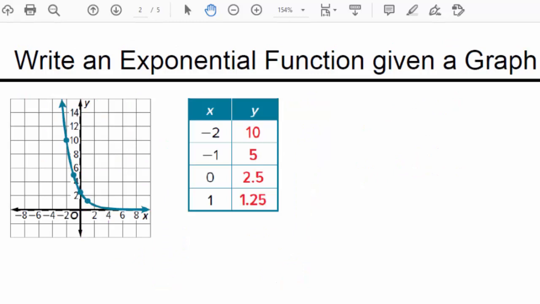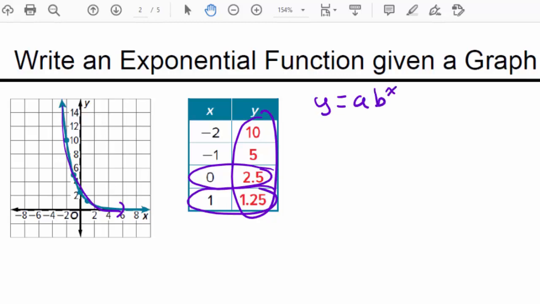Okay, so the next one wants us to do this from a graph. Now, the y values were not selected for you. You have to go look at the graph over here and figure out what they are. Well, they've already given them to us. So I'm going to use the x and y down here and here since they're so easy. And we're going to substitute them into the same form. y equals a b to the x.